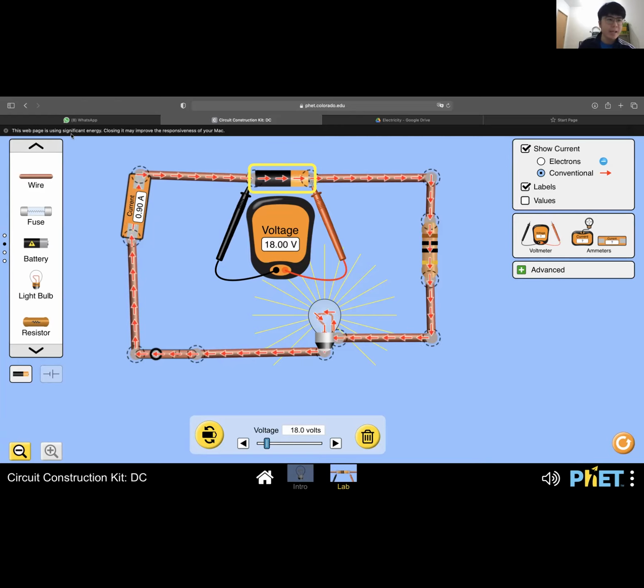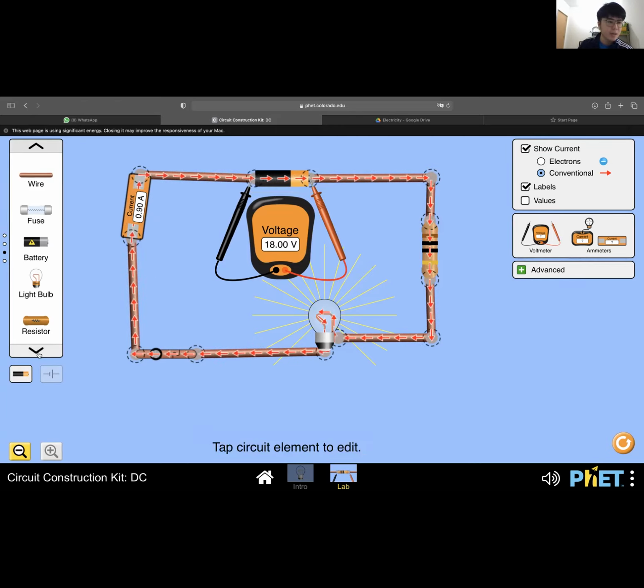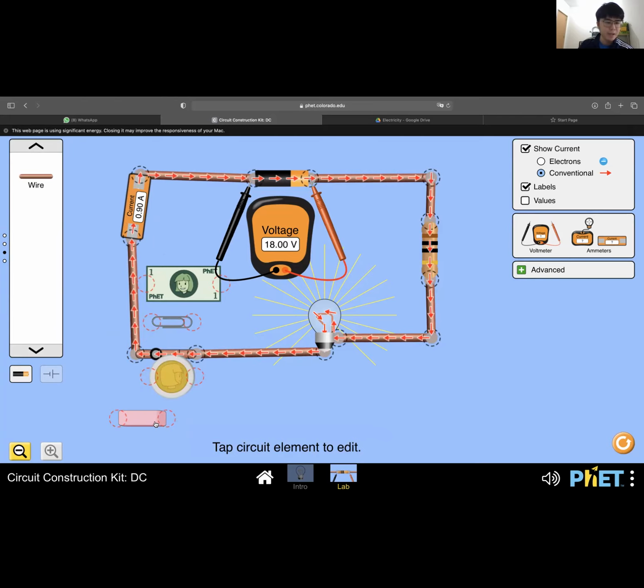Now, if I connect an insulator in the electric circuit, what will happen? Is there any current flow if I connect an insulator in the circuit? Let's see what we have here: a dollar bill, paper clip, coin, eraser. Let's try this.